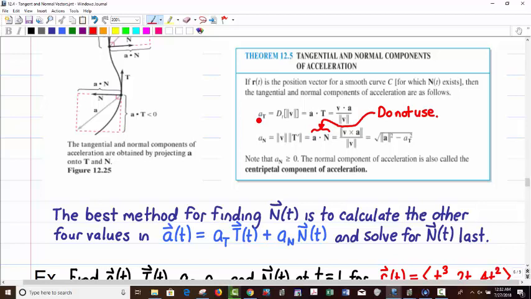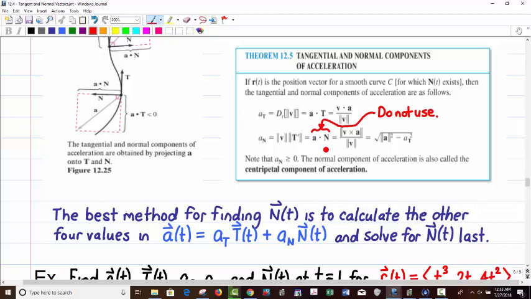The tangential component of acceleration: if you do the acceleration vector dotted with the unit tangent vector, or you can do v dot a divided by the magnitude of v. I wouldn't worry about that. A dot T works well. Now for a sub n, this is the only one I would recommend not using, because I'll show you why in a minute. Getting that N vector is a pain. We're going to find the N vector, but without using that formula: T prime of t divided by the magnitude of T prime of t.